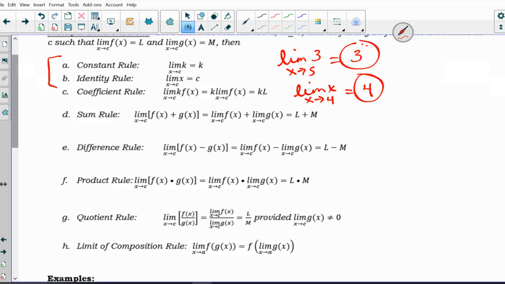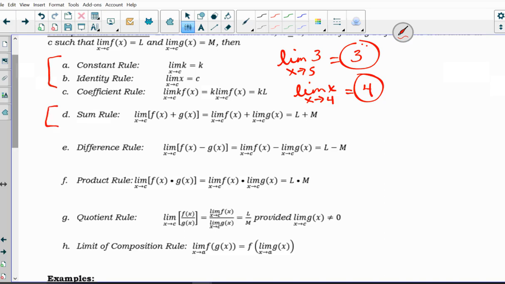Coefficient. If you have a coefficient in front of your limit, you're just multiplying whatever you get by that coefficient. So if it says limit of 2 times f of x as x approaches c, you're just going to multiply by 2 at the end. They're very common sense. You do what it seems like you should do.